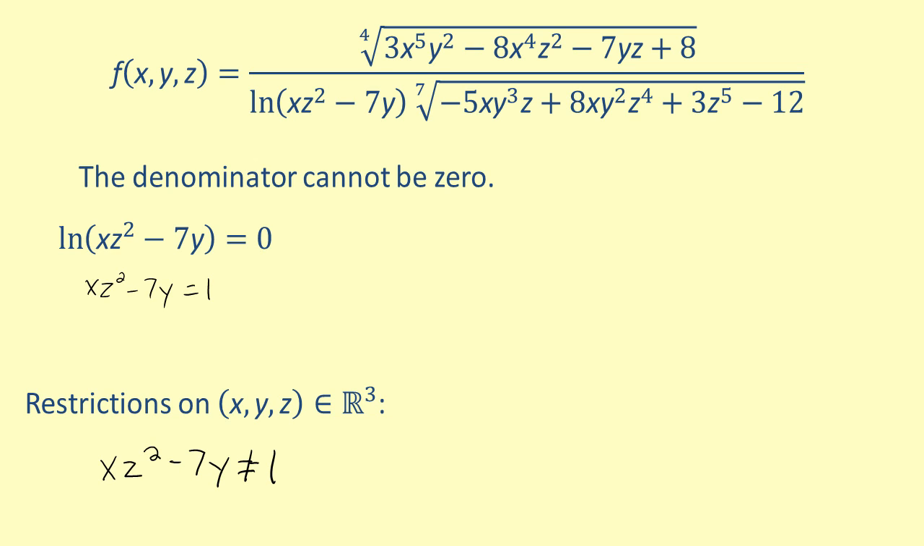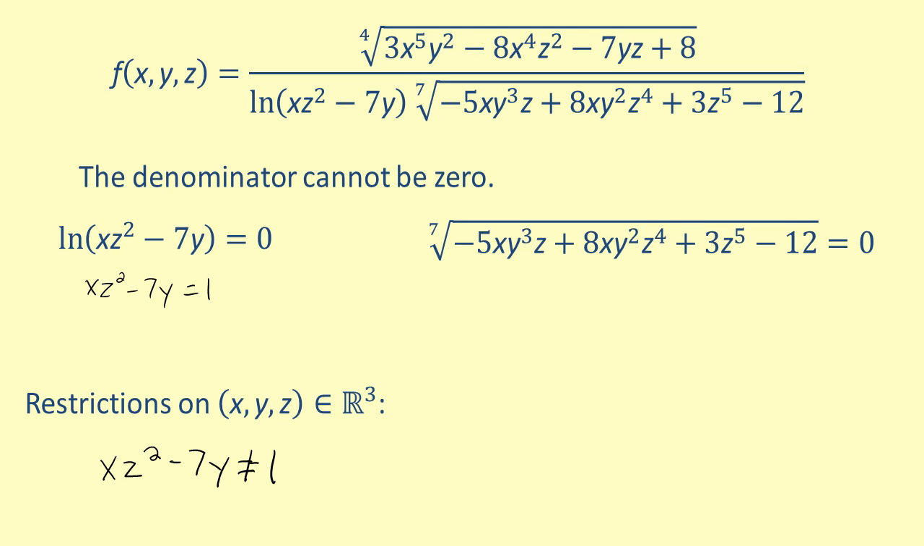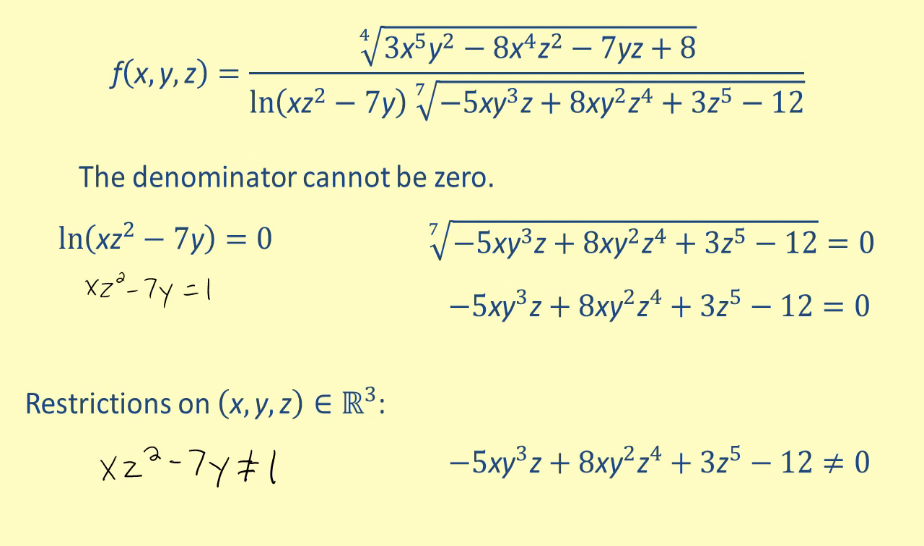The second term in the denominator is the seventh root of the quantity negative 5xy cubed z plus 8xy squared z to the fourth plus 3z to the fifth minus 12. A radical with any index is equal to 0 only when the radicand is 0. We now have a second restriction on the domain of f. Negative 5xy cubed z plus 8xy squared z to the fourth plus 3z to the fifth minus 12 cannot equal 0.